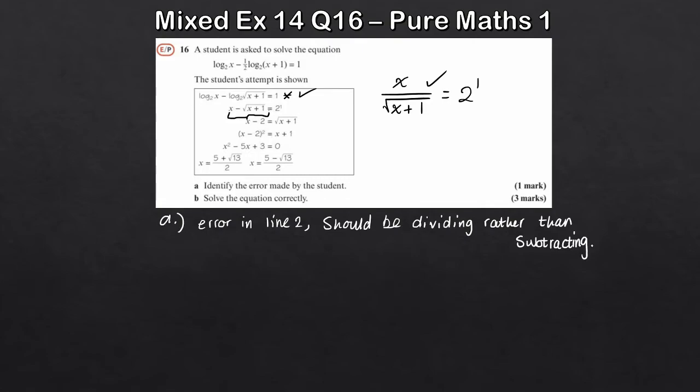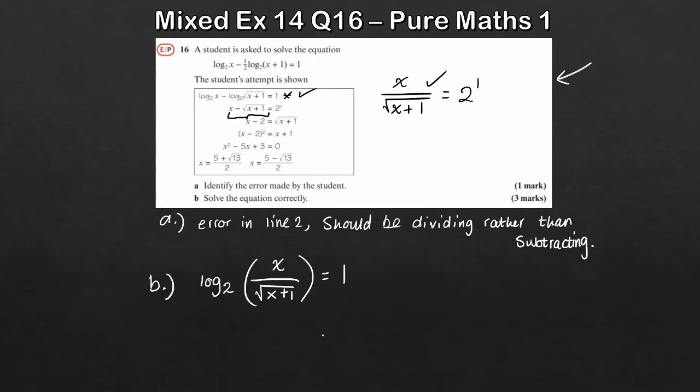Okay, so that's just the error there. And then for part B, if we want to solve it, we can start with this bit here that I've just jotted down. But if we write it out in full, this is log 2 of x over the square root of x plus 1, and this is equal to 1.